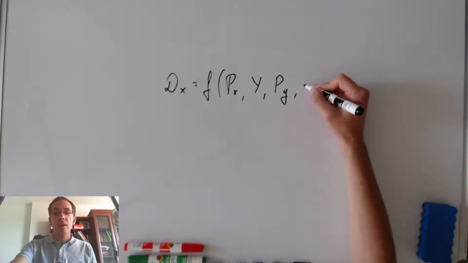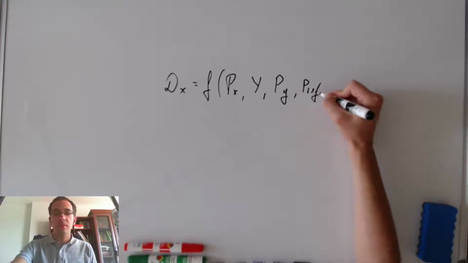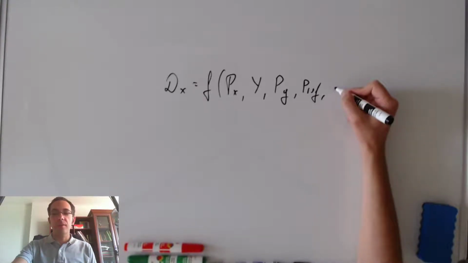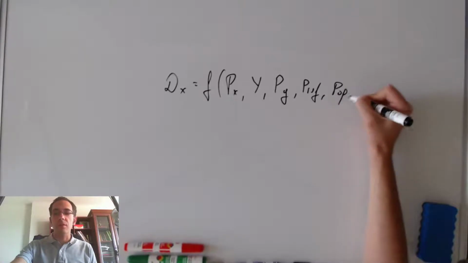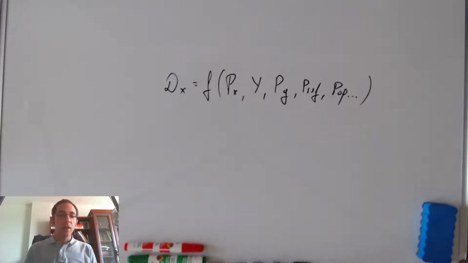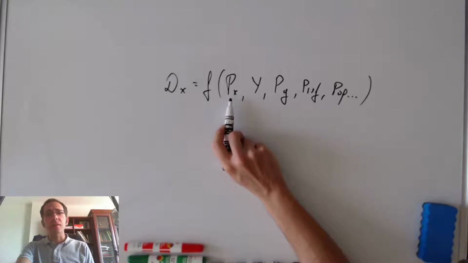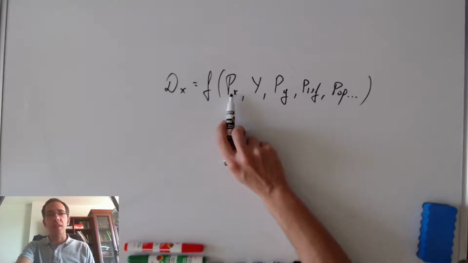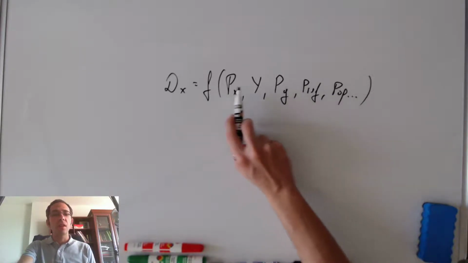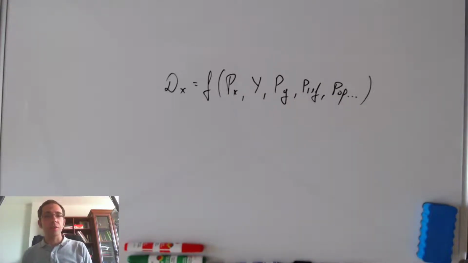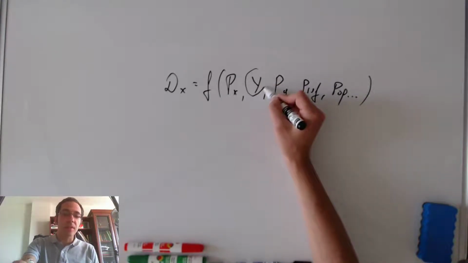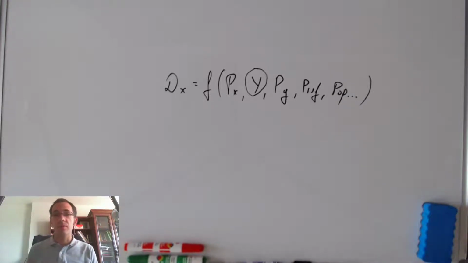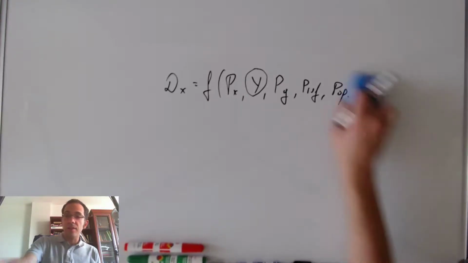We have preferences, we can have population, and so on. This can go on. Now, the law of demand explained the relationship between D of X and P of X, and we said that given everything else is constant, then we'll have a negative relationship between D of X and P of X. Now, we are interested in what happens to the demand for X if Y is changing. And we can have two scenarios.